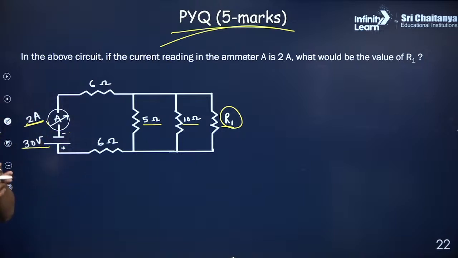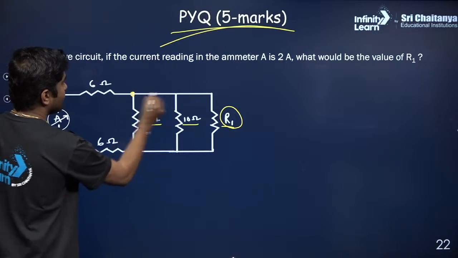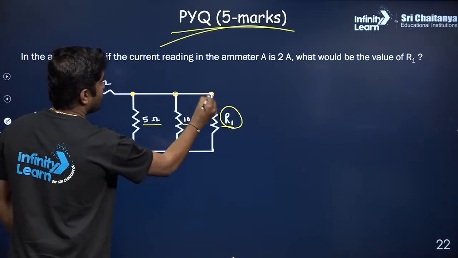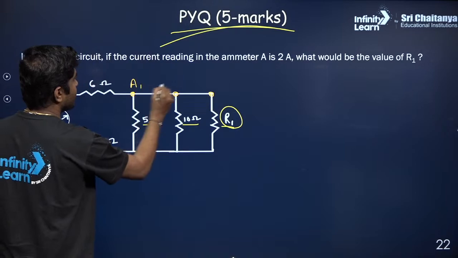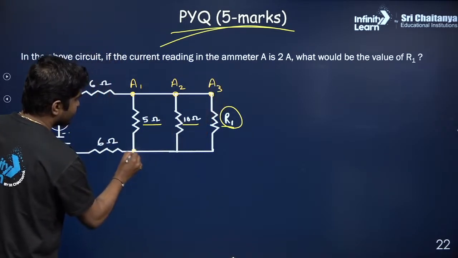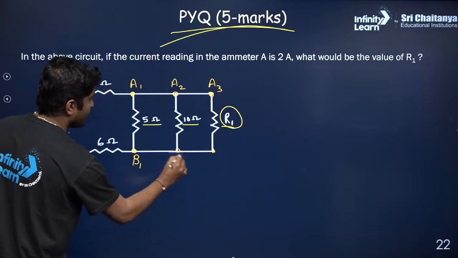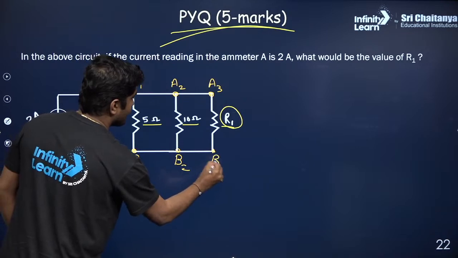But where to start? How will you start solving this? Looks complicated? Okay, I'll give you one hint. You look at this. I'll put this point as A1, A2, A3 and these 3 points as B1, B2 and B3.